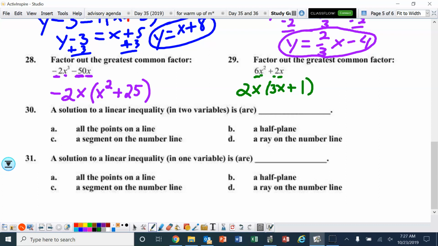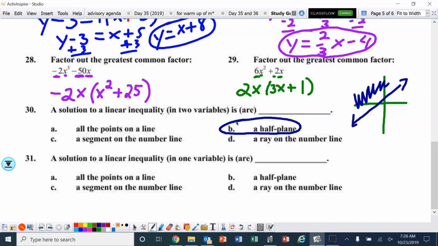All right, the last two. A solution to a linear inequality in 2 variables is known as, well, we just did that. So think about this. We graphed an inequality in 2 variables, and then we shaded one of the sides depending upon the inequality. So that has to be a half plane.